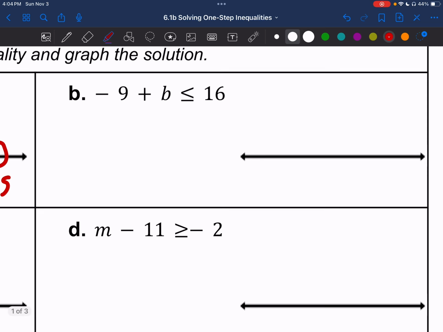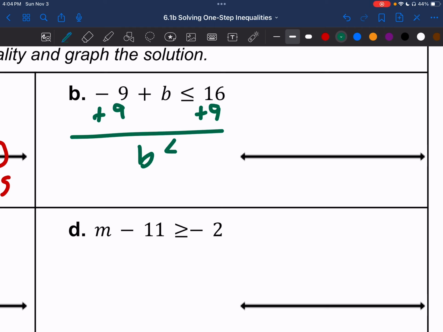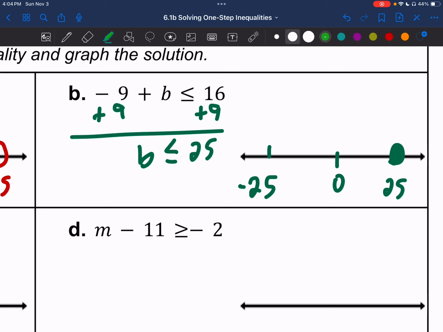Letter B. Negative 9 plus b is less than or equal to 16, while the opposite of minus 9 is plus 9. So we have b is less than or equal to 25. So again, we put our points, negative 25, 0, 25, and it is less than or equal to, so it's a closed dot, and we are going to shade to the left.